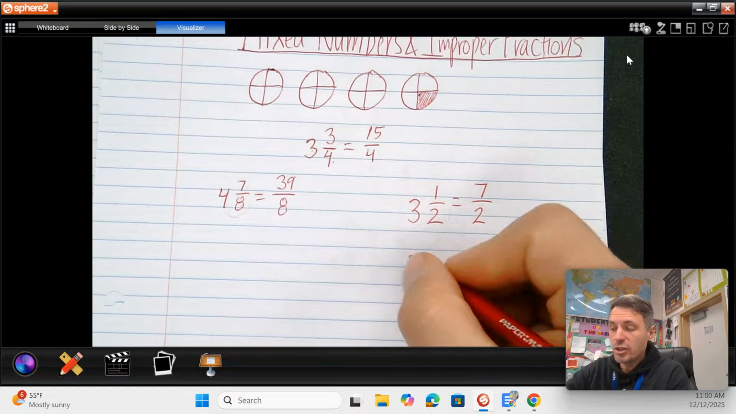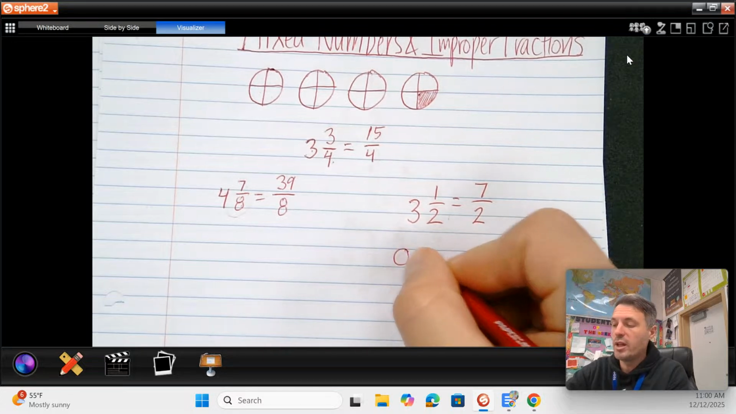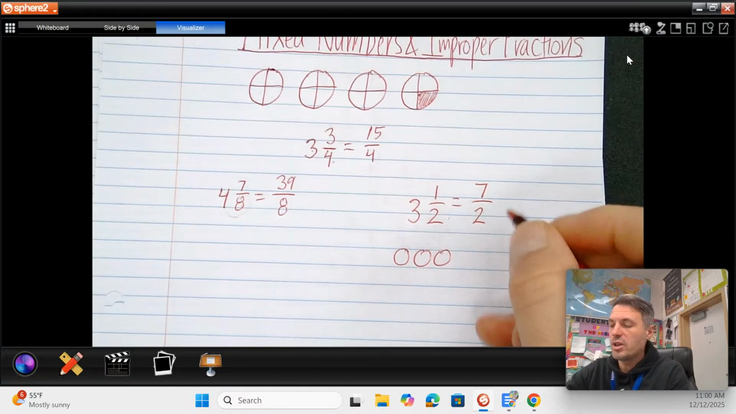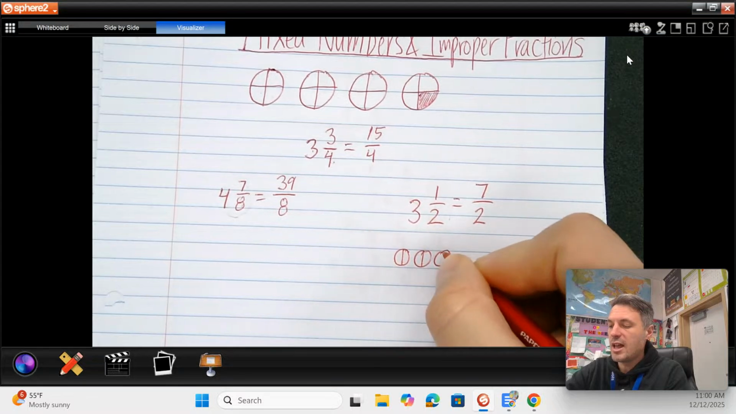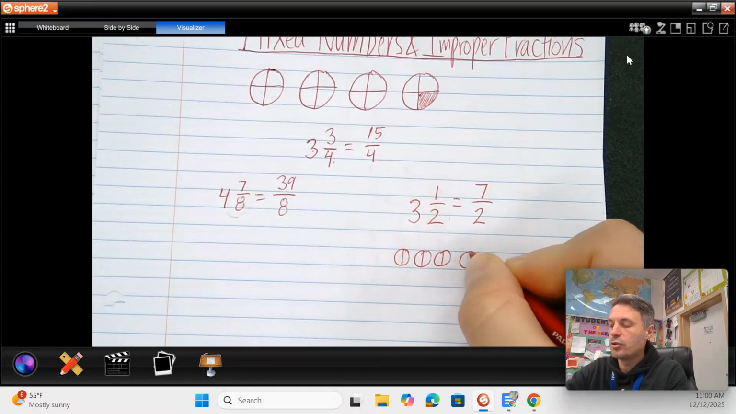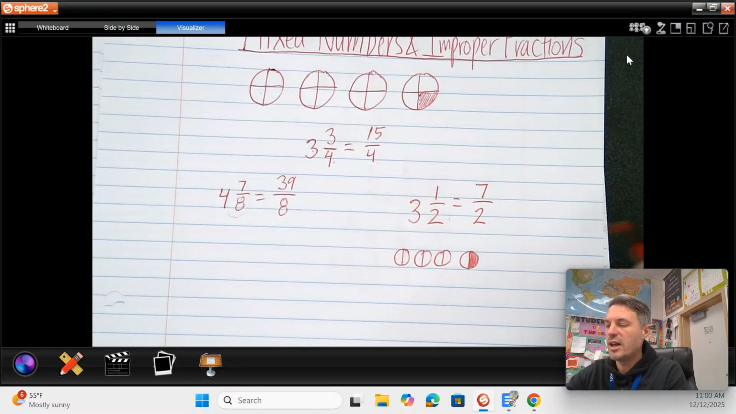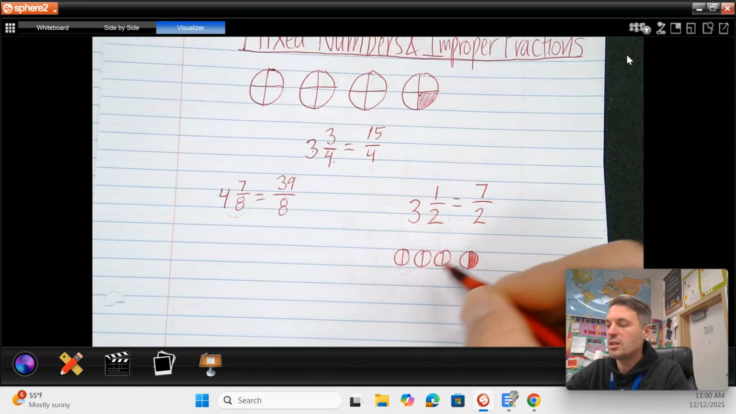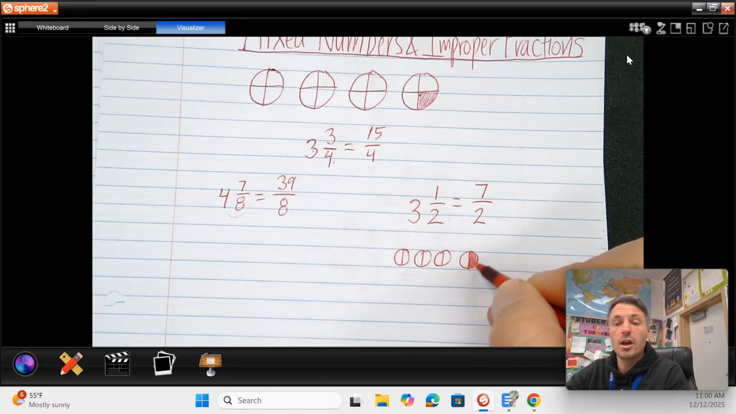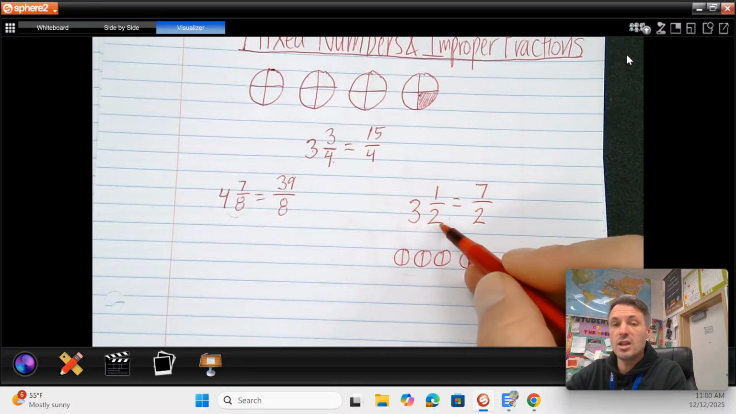Now, let's show a picture of that. 1, 2, 3 cookies. They're each cut in half. And then the fourth cookie is also cut in half, but you eat one of those halves. How many cookies do you have left? You have 3 whole cookies and 1/2 of the fourth cookie. So that's 3 and 1/2.